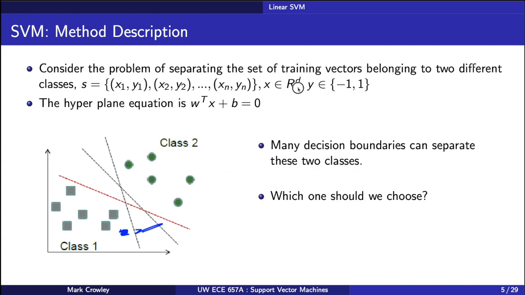Someone's asking about D, where D would be the number of dimensions. In this case, we're saying D equals 2 in our picture, but if you have 10 dimensions, then each of your points will be a 10-dimensional point.